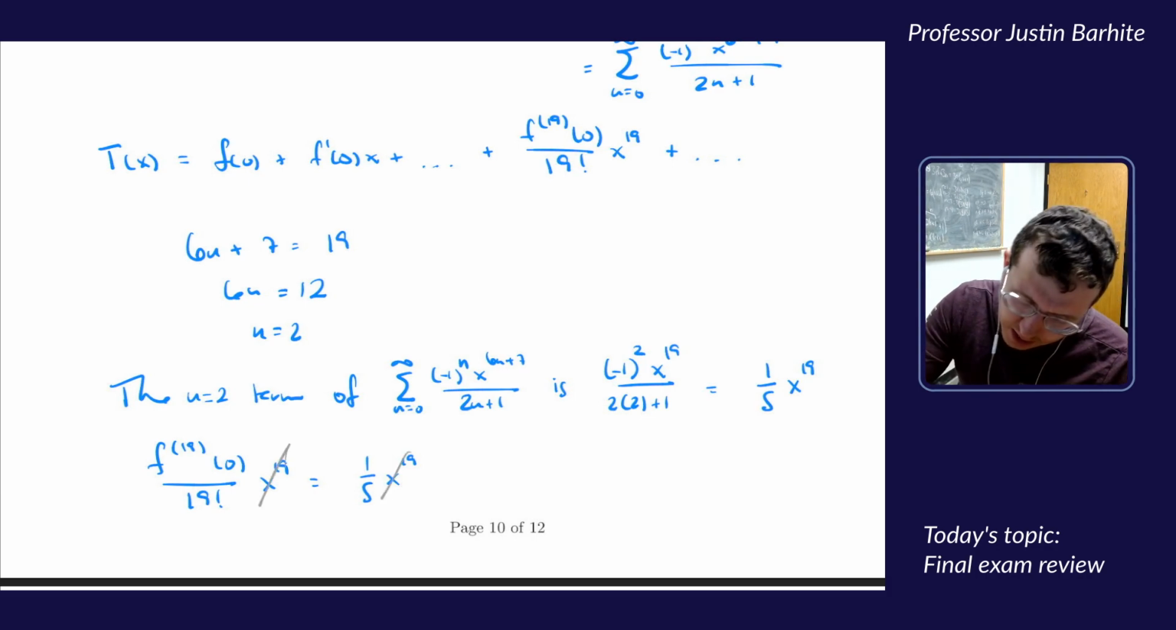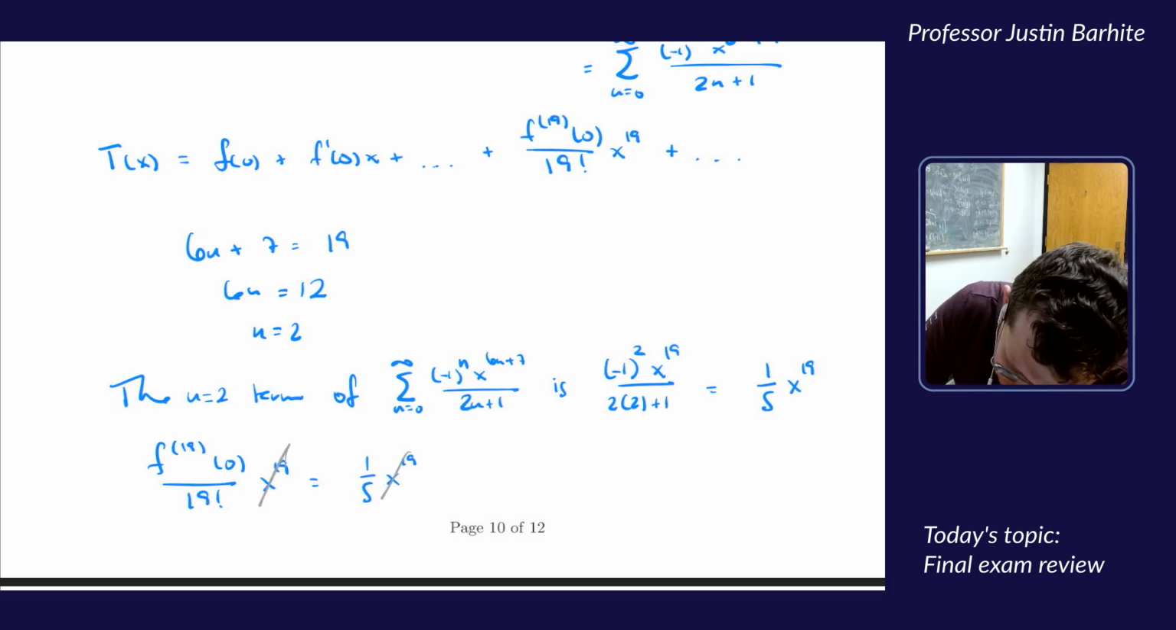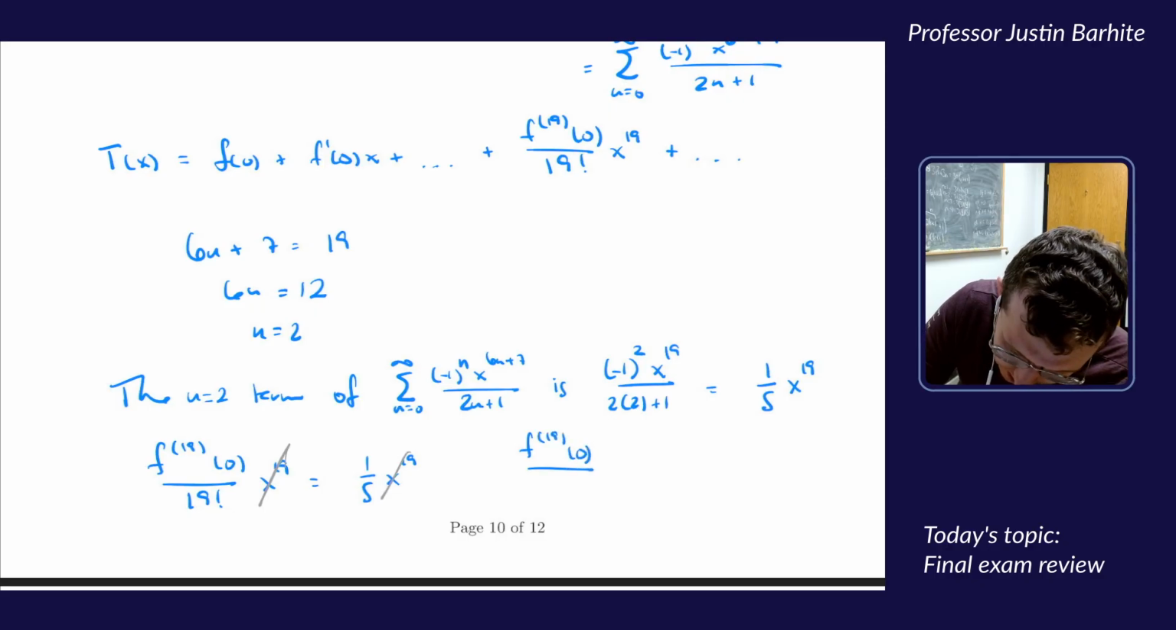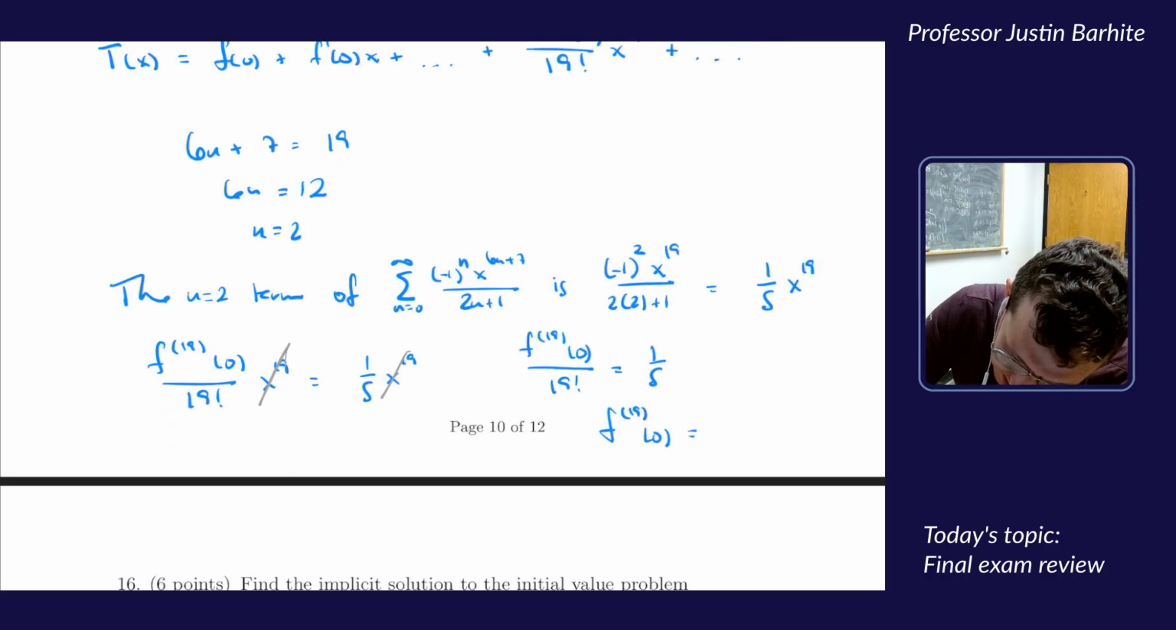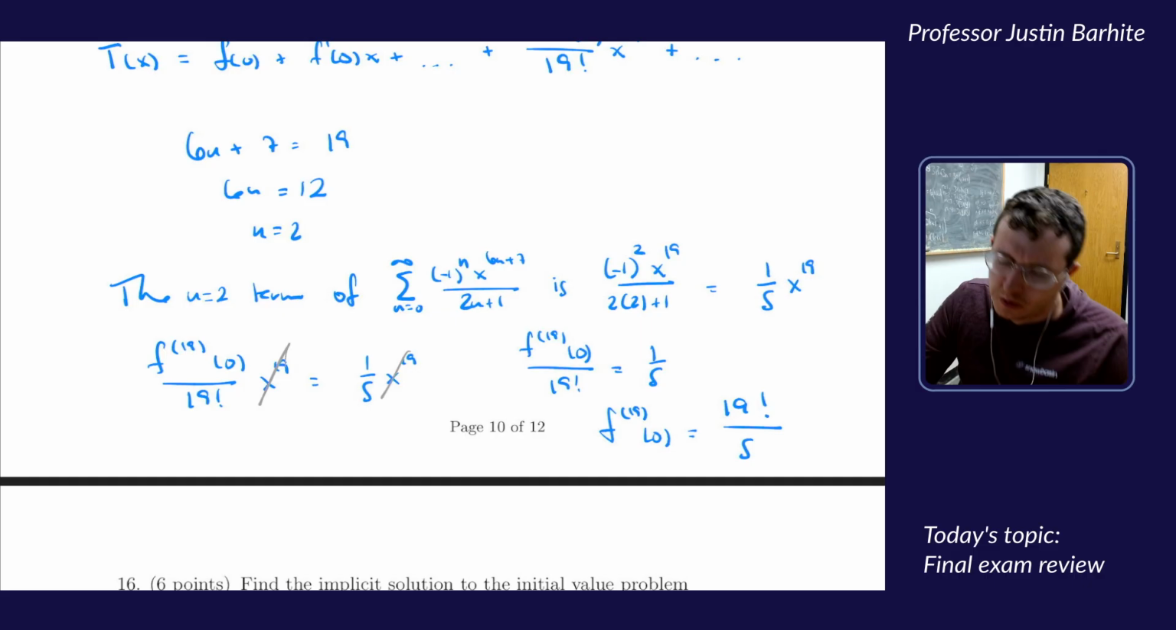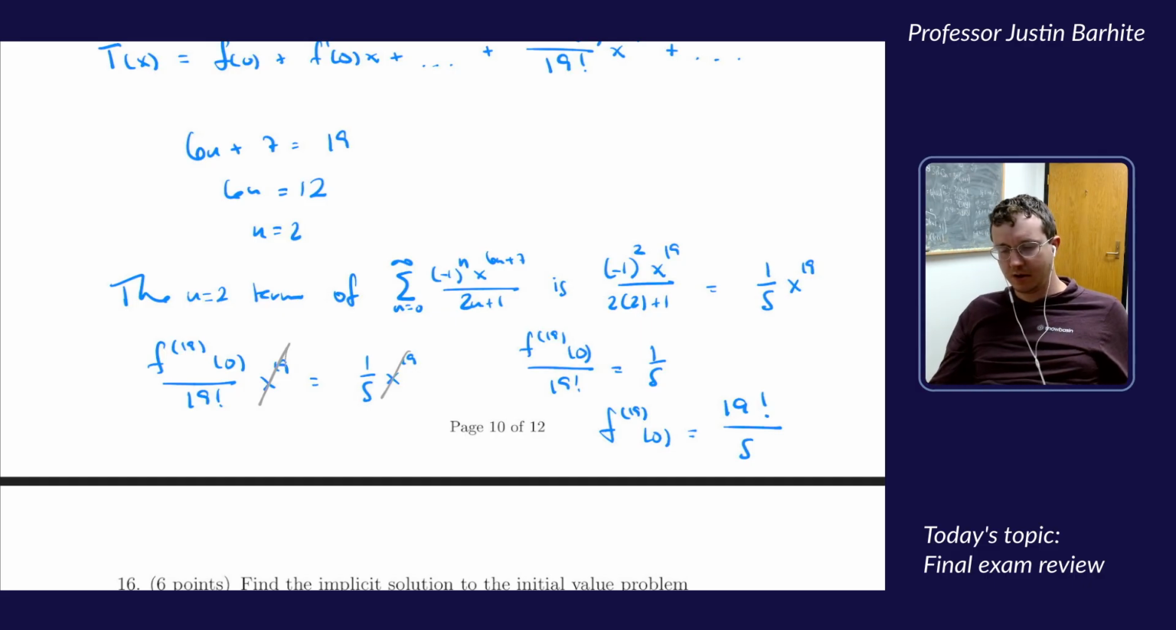Cancel the x to the 19th. We have the 19th derivative of f at 0 over 19 factorial is 1/5. And that tells us that this 19th derivative is 19 factorial over 5.